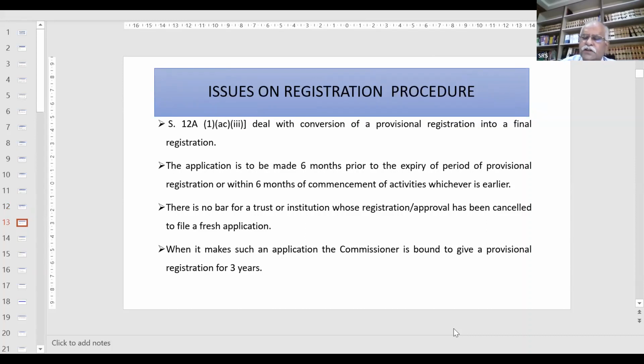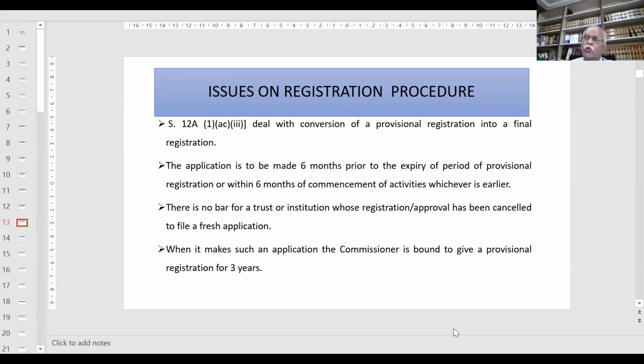Now let us look at certain issues on registration procedure. Now, as we saw, under 12A1 AC3 deals with conversion of a provisional registration into a final registration. It says the application is to be made within a period of 6 months before the expiry of the provisional registration, or within 6 months from the date on which you commence your activities.